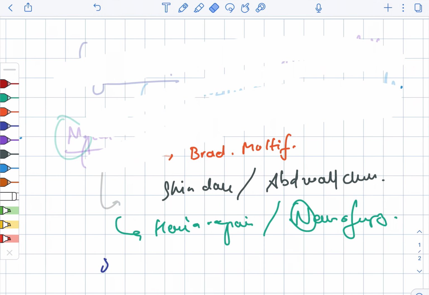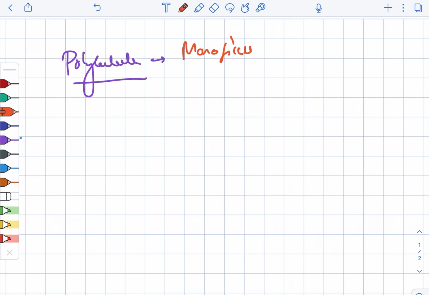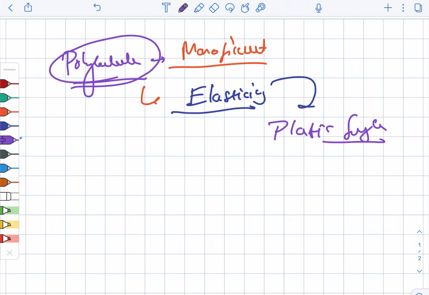Next, moving on to the polybutester. In case of the polybutester, it is a monofilament. And what is the use? It exhibits elasticity. Polybutester has the major property of elasticity, and it is used in plastic surgery. So the most favorable in case of plastic surgery would be the polybutester.